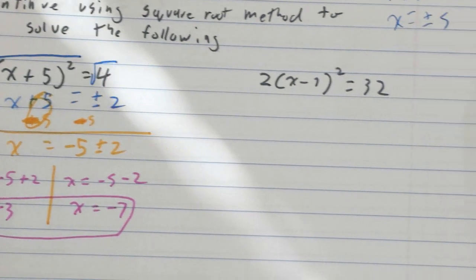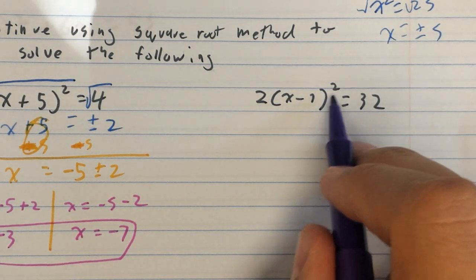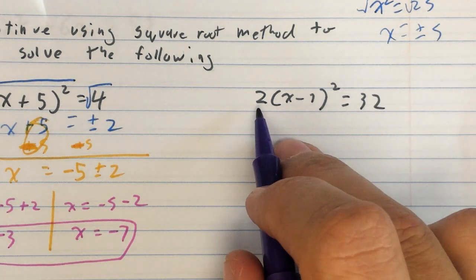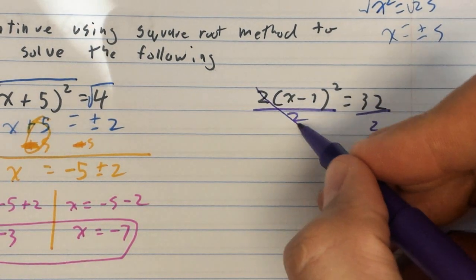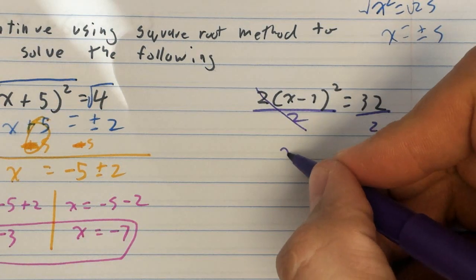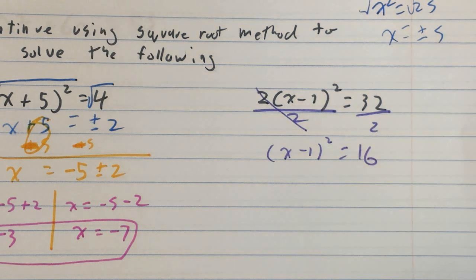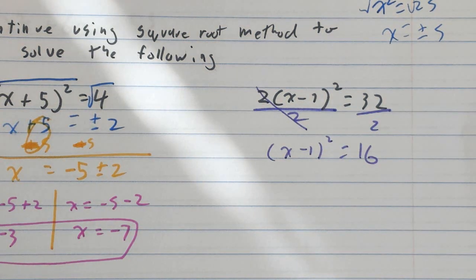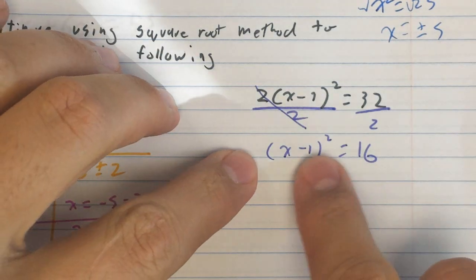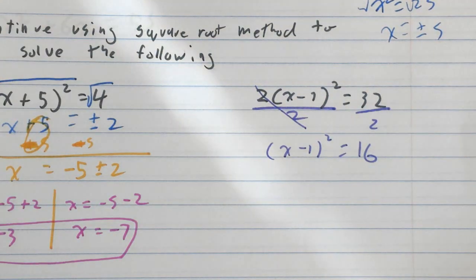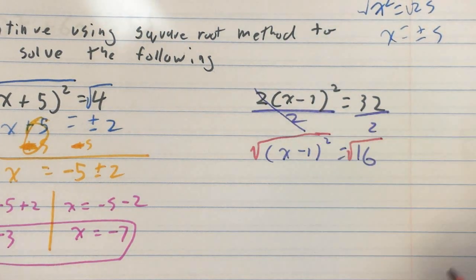Let's go through one more example. This one, my parentheses part, the part that is squared, is not isolated. I'm going to have to divide both sides by 2. That cancels to be 1. We're left with x minus 1 squared is equal to 16. Okay, now that my squared part is isolated over here, I can take the square root of this side and take the square root of this side.